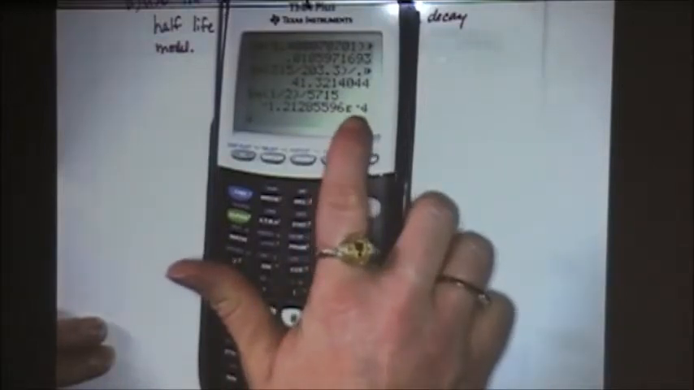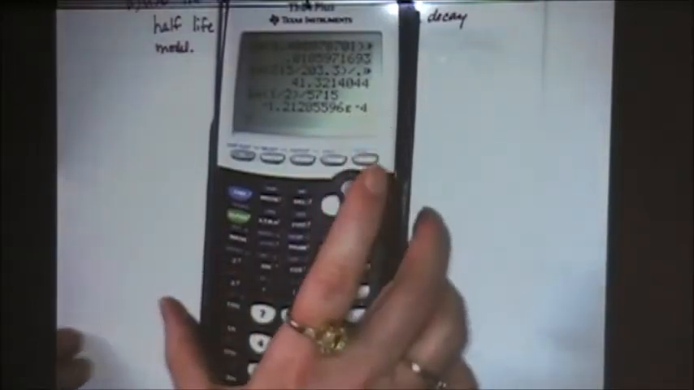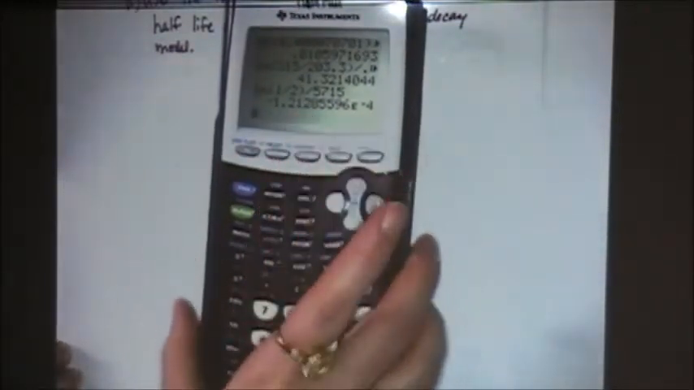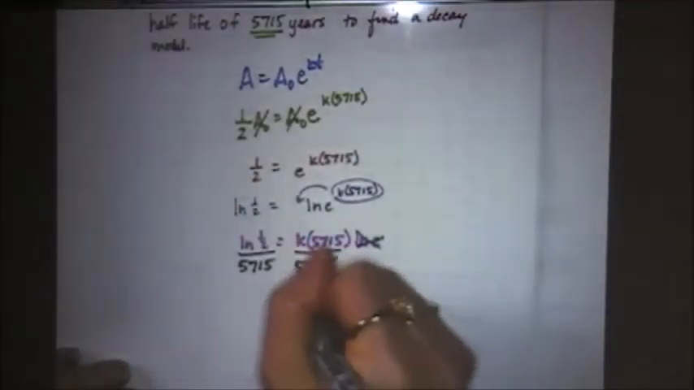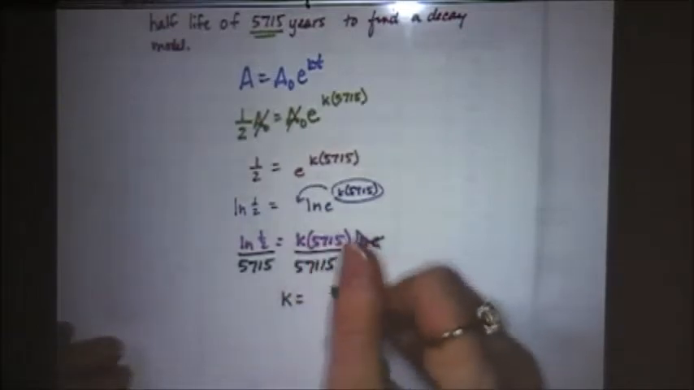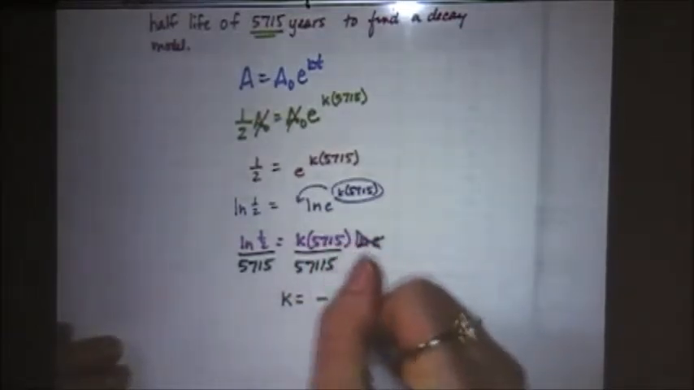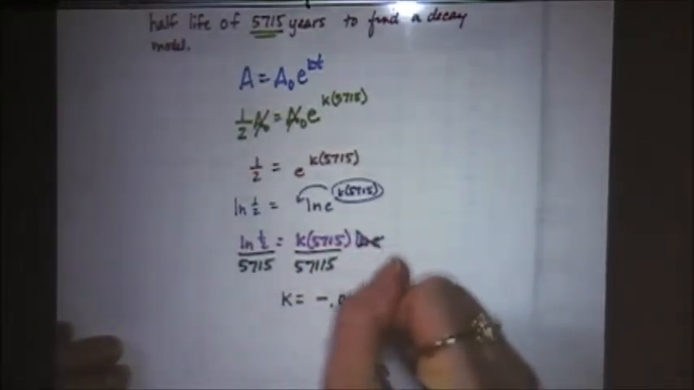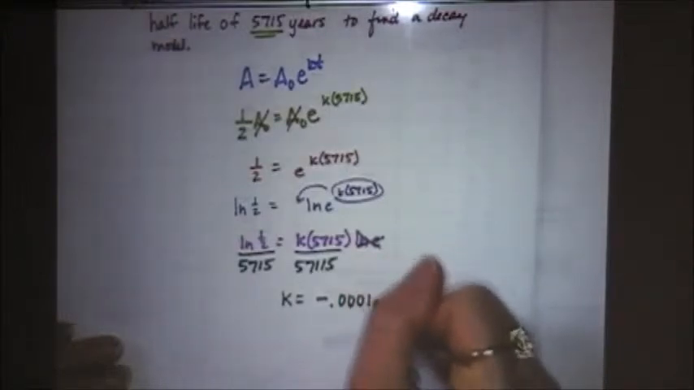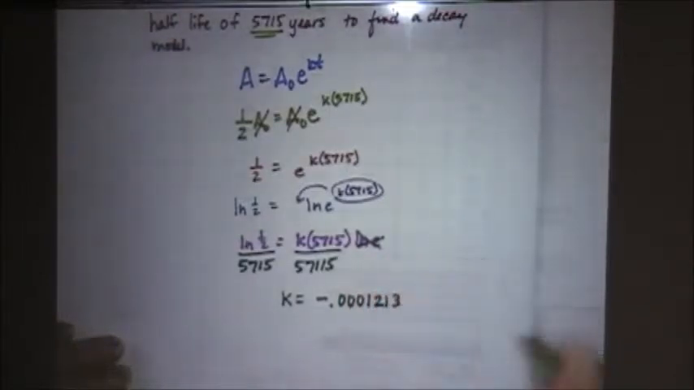Now, this is expressed in scientific notation. That's what this e to the -4 means. So I'm going to leave that value in my calculator because I'm going to need it later. But if they ask you for it, you've got to go ahead and move that decimal back 4 places. So my value is going to be -0.0001213. And the computer will tell you how many decimal places they need you to round to.